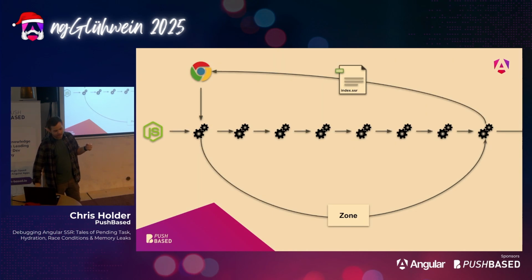Now, what actually constitutes this stability? Like, how do you know when an application is stable? The first kind of obvious part is Zone.js. Zone.js is one of the main parts that contributes to understanding this, and it is understanding when Zone.js is stable.